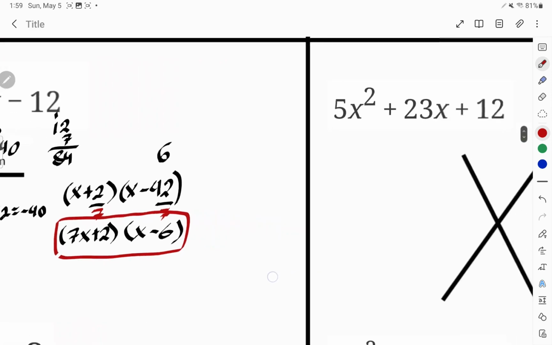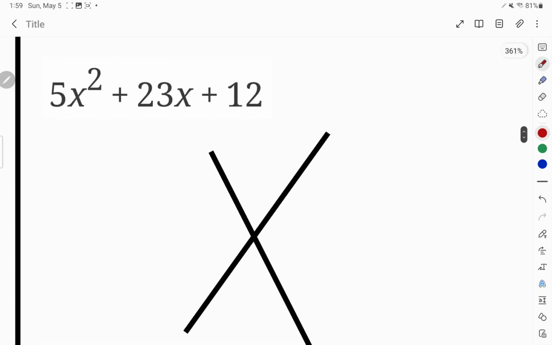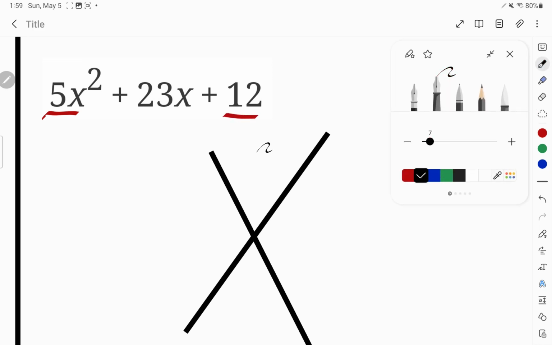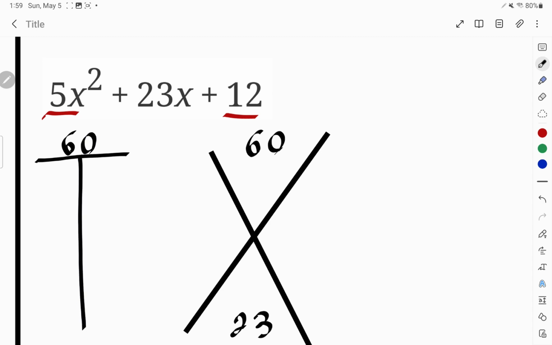Now let's do one with the box, or the X method. The X method works a lot better, just because in the previous video we were already dividing by 1, and we're going to be doing the same thing for this one. So it's going to be 5 times 12, 60. I know this times this is going to give me 60, so I'm going to put 60 right here, and I need to put my 23 on the bottom. I need to find numbers that if I multiply give me 60, but if I add give me 23. So let's figure them out.